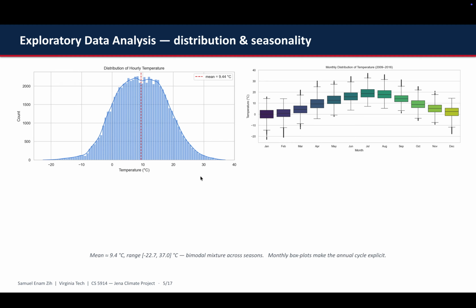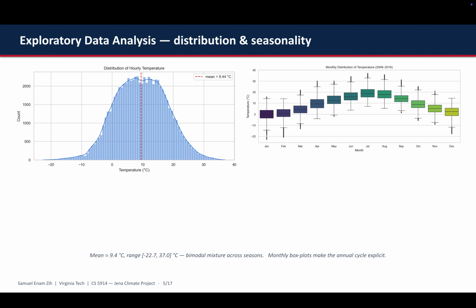Distribution and seasonal subseries: 2 views of the same series. On the left, the marginal distribution of hourly temperatures, roughly bell-shaped, mean around 9.4 degrees, with a slight bimodal tendency you can see in the shoulders. That's the alternation between winter and summer regimes.